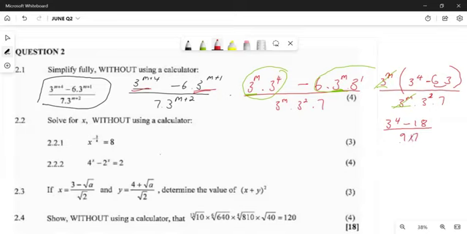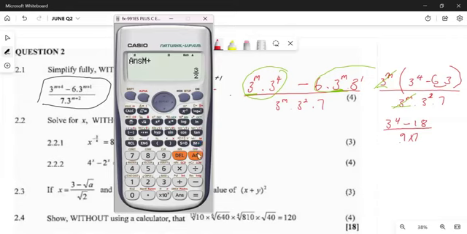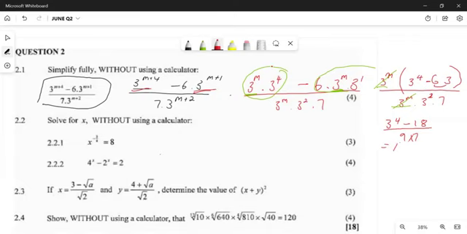So you want us to use a calculator now. From here we have 3 to the power of 4 minus 18, all over 9 multiplied by 7, and we get our answer as 1. This is how you're going to get your 4 marks. After you split it, we'll give you 1 mark. You took out a common factor, you get another mark. You split the denominator, you get another mark, and then a mark for the final answer.